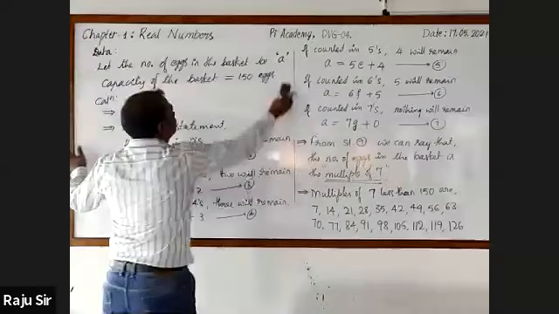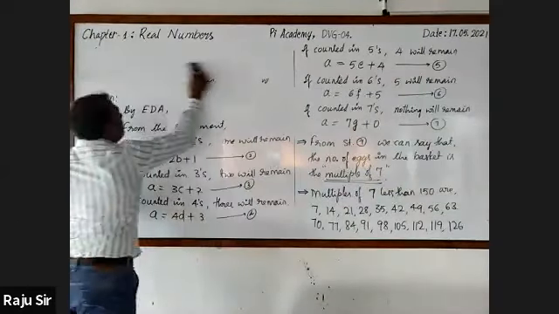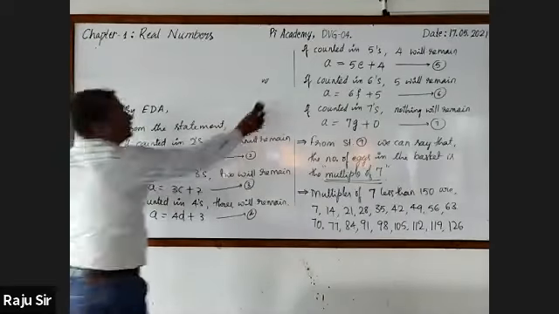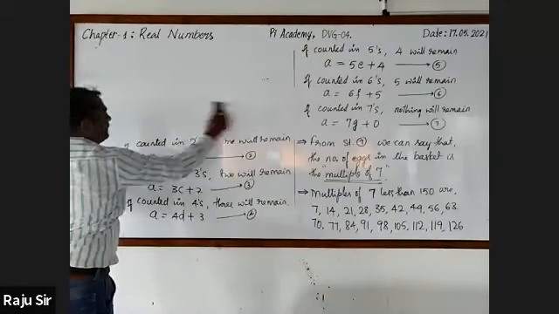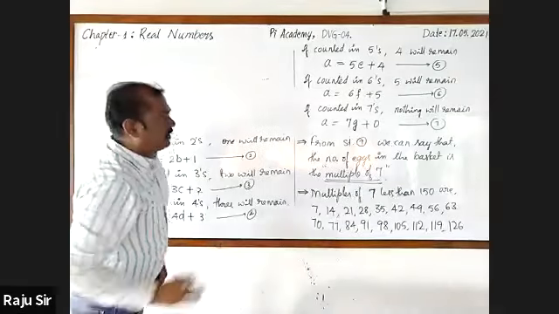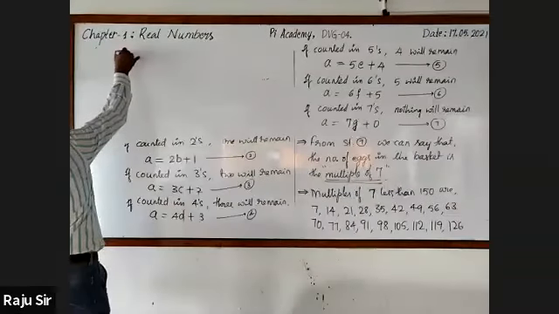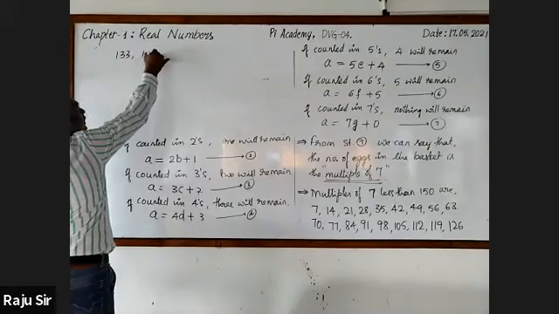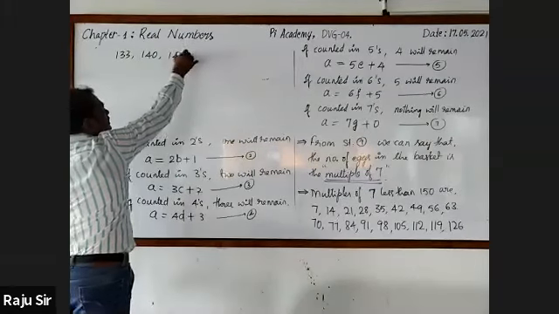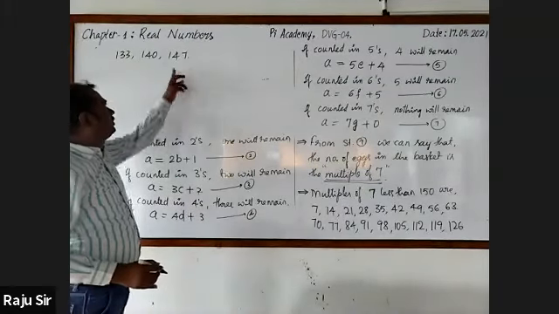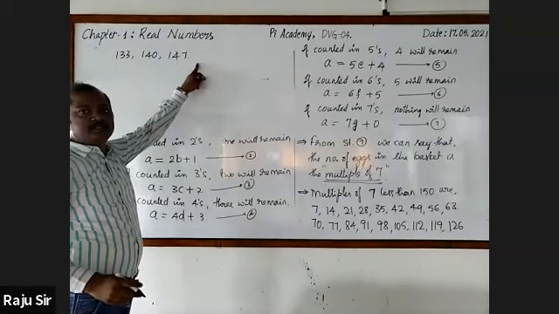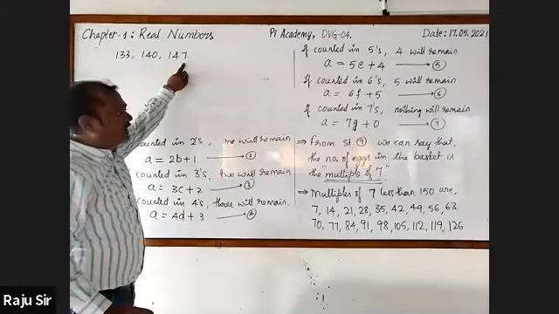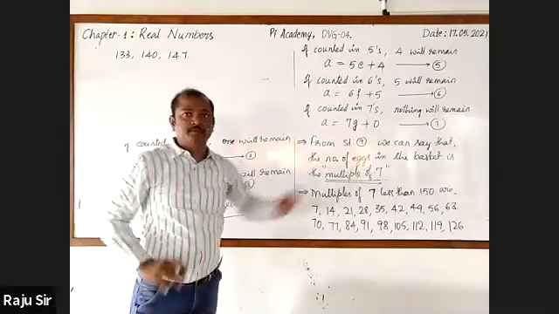I'll continue to write it. 126. Then 133, 140, next 147. I cannot take more than this. This is the last multiple of 7 less than 150.